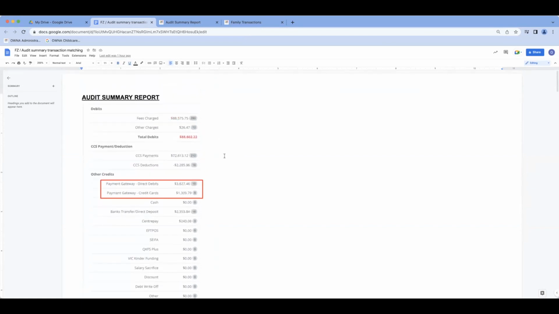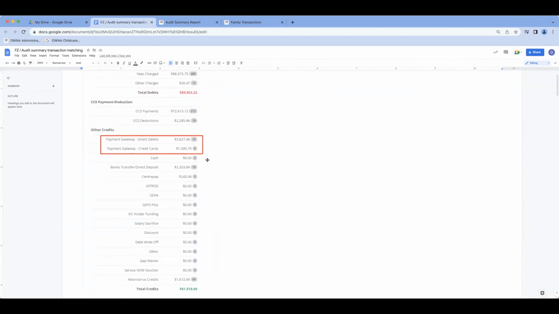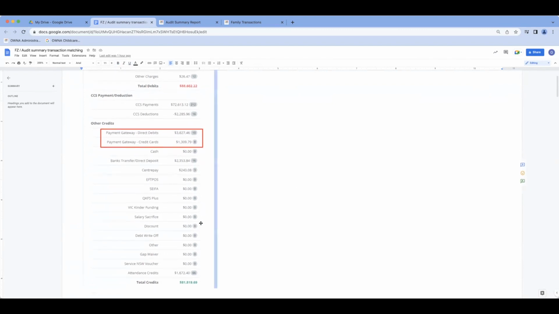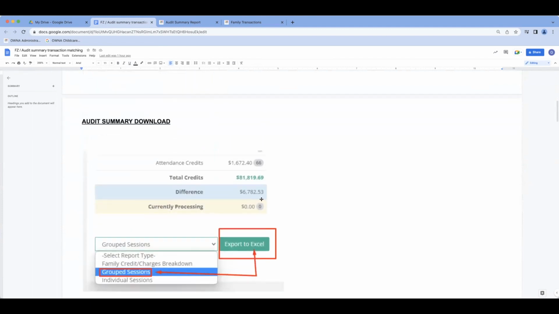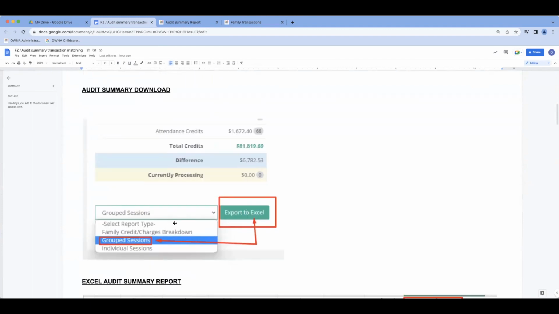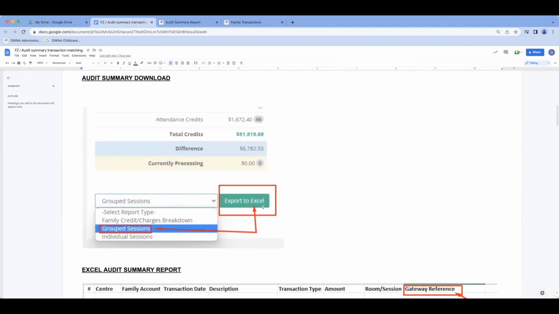Okay, so once you've run your audit summary report for, let's just say this is the month of October in this screenshot, and I'm looking at the payment gateway figures. And again, this center has got CCS payments. They also have other ways that they receive their payments, but I am looking at the payment gateway. So this center has received 3,600 in direct debits and 1,300 in credit cards, and those have been processed through Fat Zebra. Now I'm going to go to my audit summary report, and what you want to do is scroll to that bottom where I showed you before, choose a group session, export it to Excel.